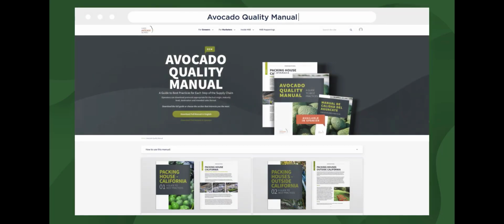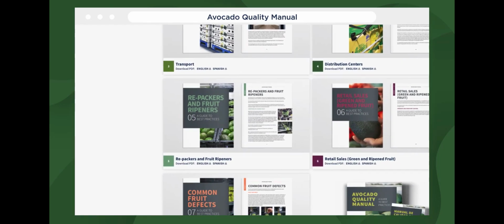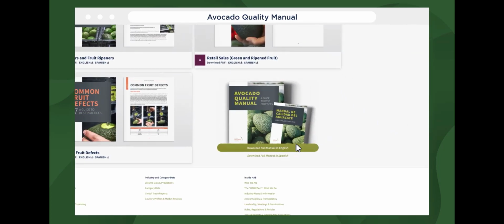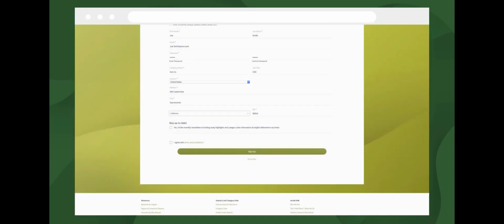In addition, the Avocado Quality Manual is a guide to best practices for each step of the supply chain, and it's available as a free download in English or Spanish. All of this and more is available simply by registering on HASavocadoboard.com, and it just takes a few clicks.